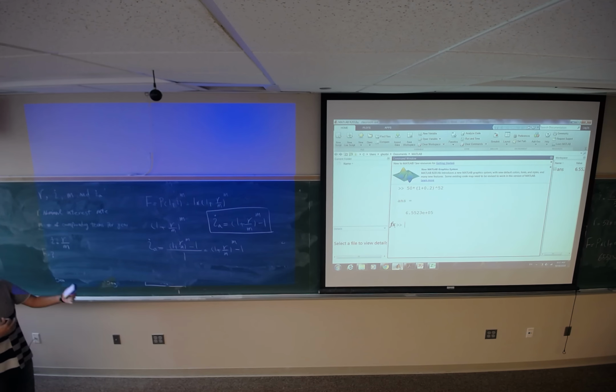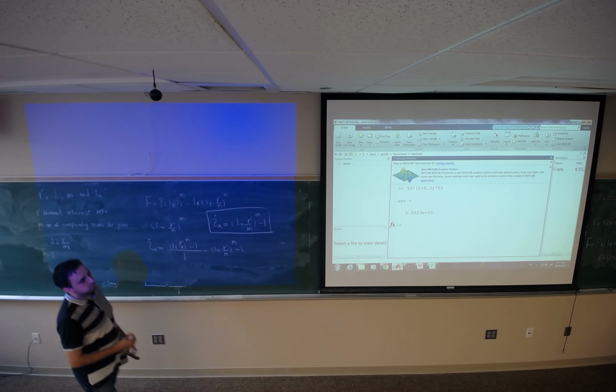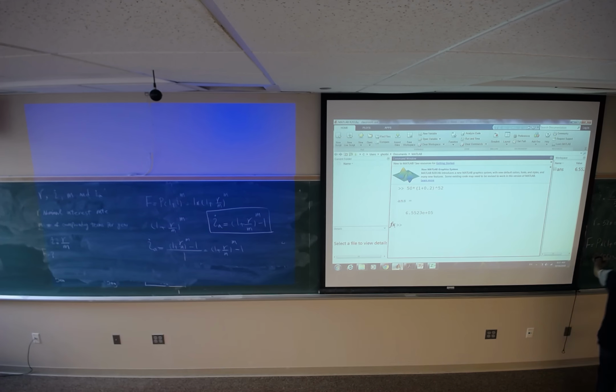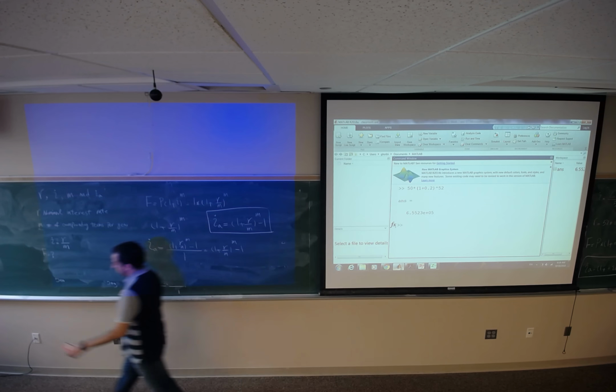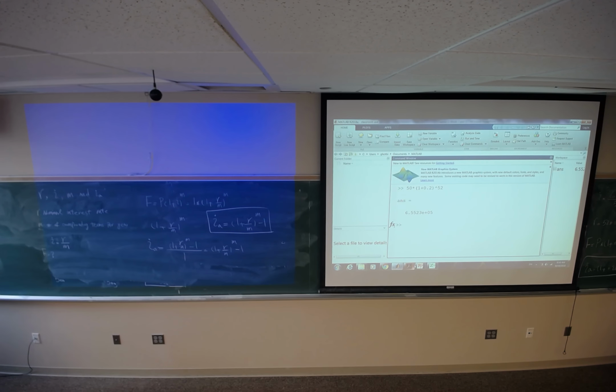And this is how we can calculate that. If I ask you to find the effective interest rate, IA would be 1 plus R over M, which is 0.2, to the power of 52 minus 1. So we would like to know what would be the percentage that we will be charged.